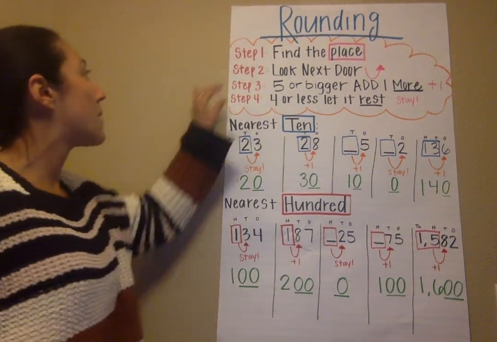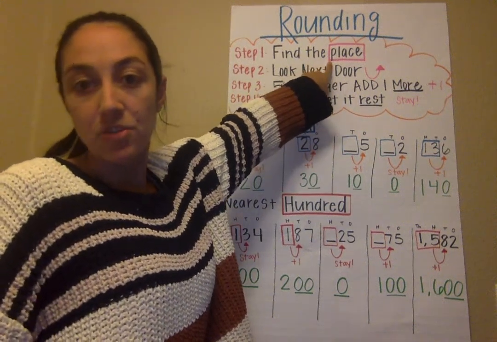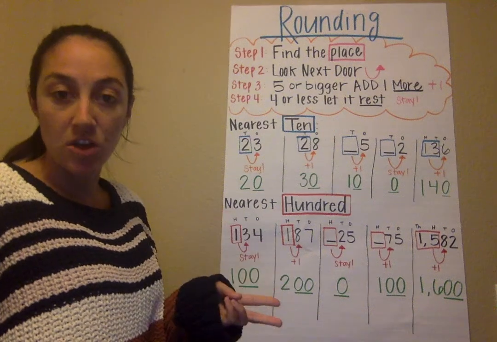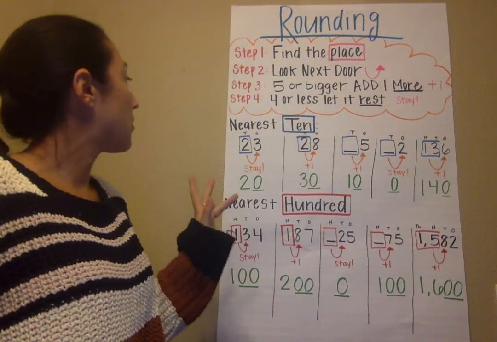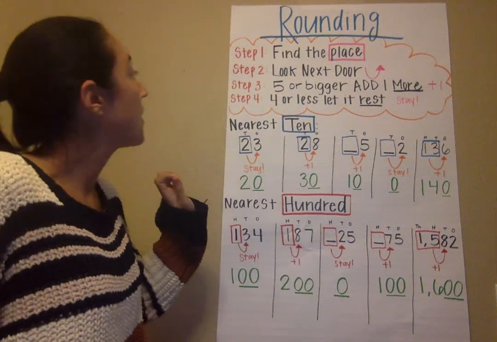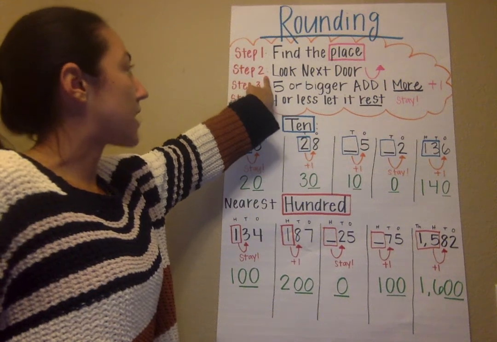So our first step is that we need to find the place. It's really important when you're reading the directions that you're reading if you need to round to the tens place or the hundreds place, because it will change where you box the number. So for the next step, you need to look at your neighbor next door.